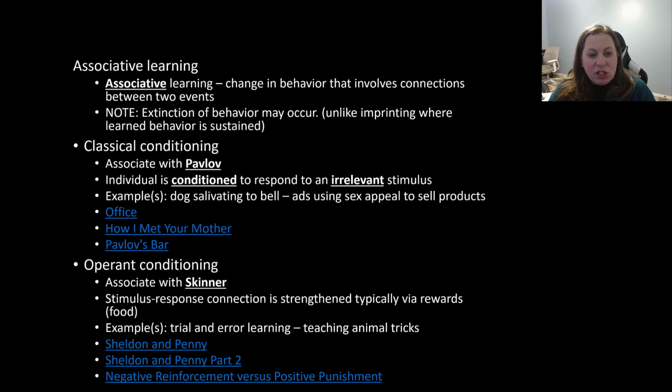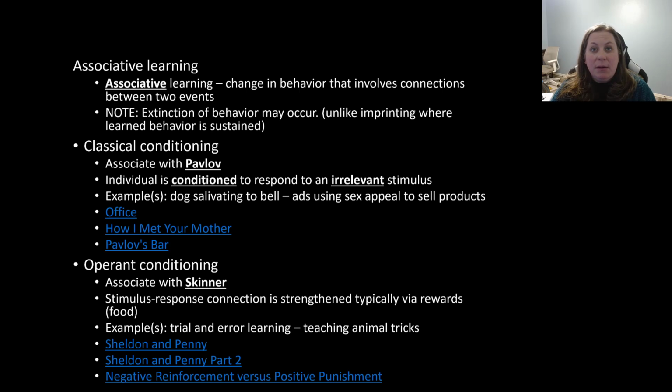On operant conditioning, this one is associated with the scientist named Skinner. This is where a stimulus response is connected and is strengthened, typically via rewards like food. And we do this a lot of times for training, like teaching animals tricks. When they perform the trick correctly, they get a treat. Okay, so then they start associating, if I do this, I get a treat. If I listen to this, I get a treat. So it allows a trial and error type of learning to take place.